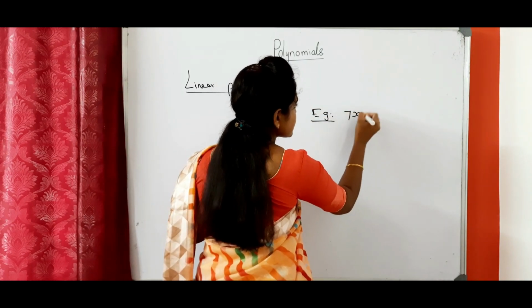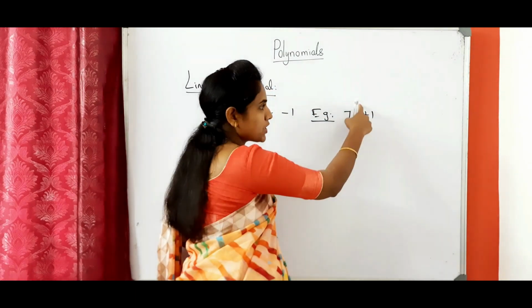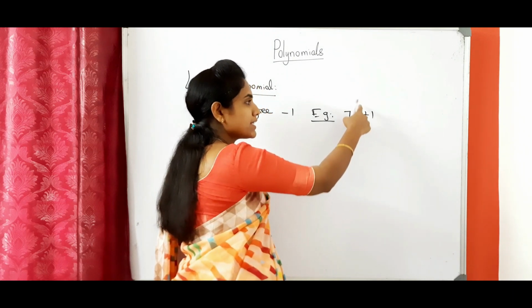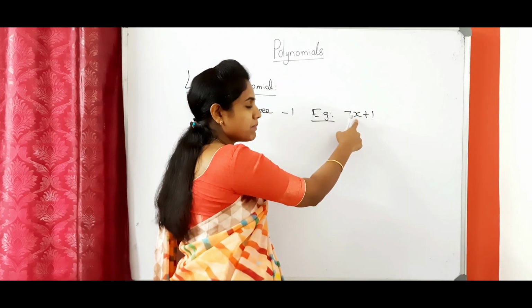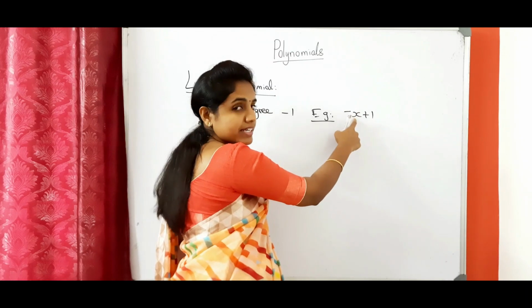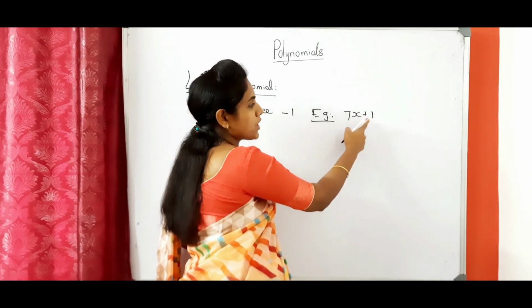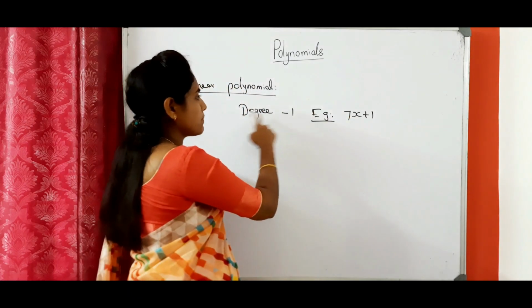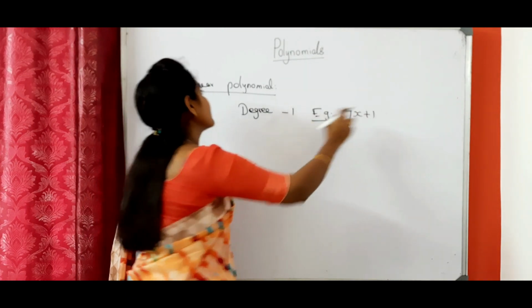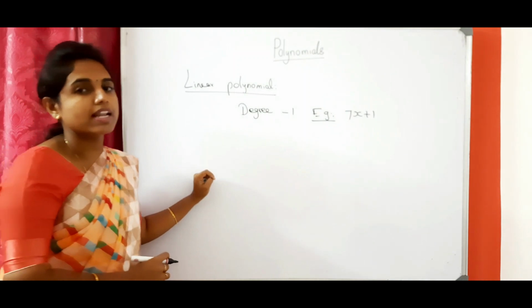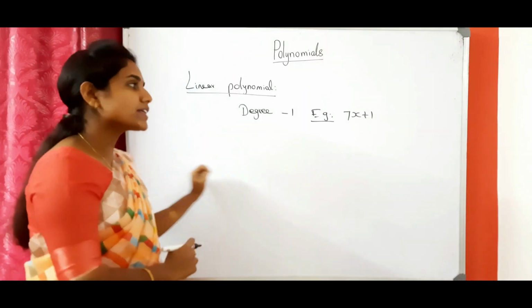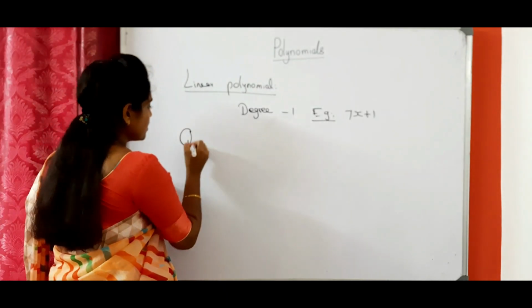Example: 7x plus 1. Here the degree of the polynomial is 1. Why? The highest power of the variable. x is the variable, so the highest power of the variable is 1. Therefore, the degree of the polynomial is 1. Degree of the polynomial is 1 means we call it a linear polynomial. Next, we can see the quadratic polynomial.